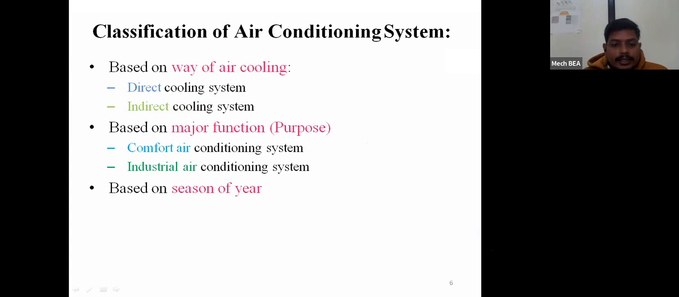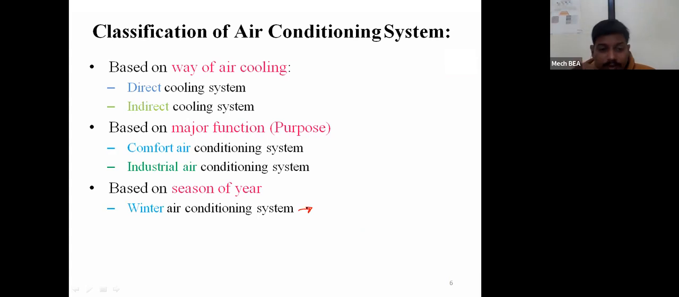Then the third air conditioning classification is based on season of year. So based on season of year, there will be three types of air conditioning system. The first air conditioning system will be called the winter air conditioning system, and that winter air conditioning system is only used in case of winter season only.